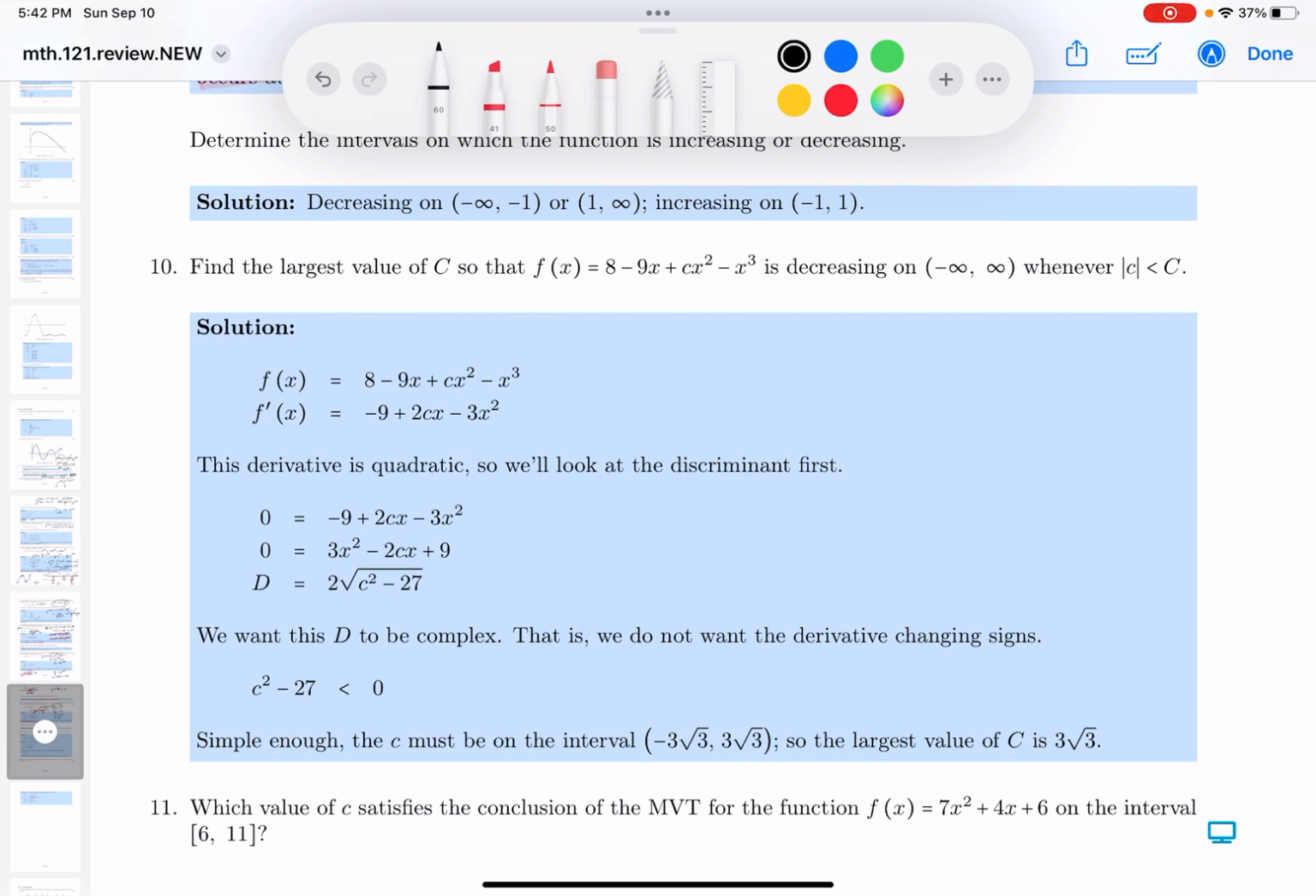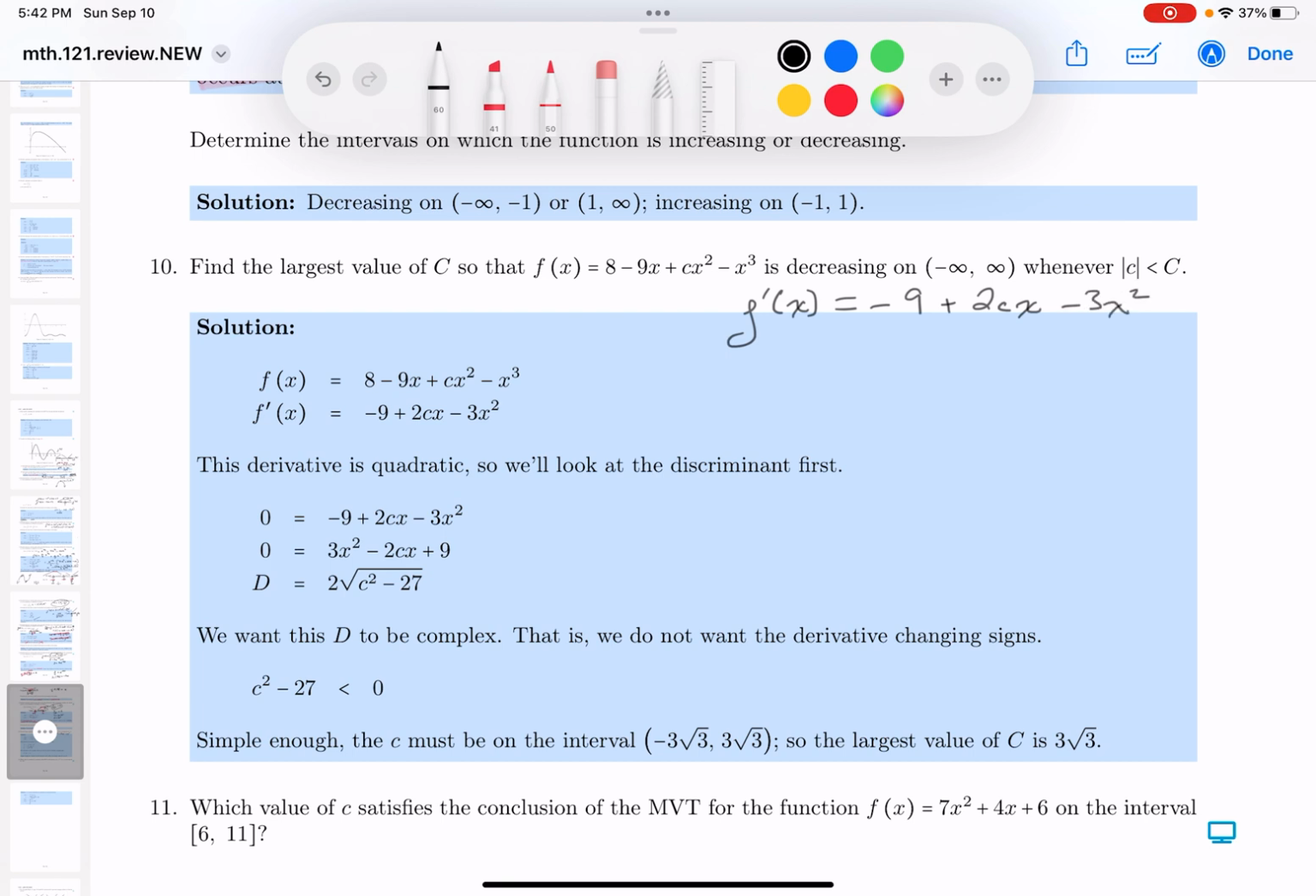All right, these could be perplexing questions, but let's see if we can figure it out. So I'm going to do f prime. Its derivative is going to be, let's see, derivative of 8 is 0, and then derivative of minus 9x is minus 9. That's not so bad. C is some constant. I don't know what it is, though. I'm going to say plus 2cx, and then it's going to be minus 3x squared.